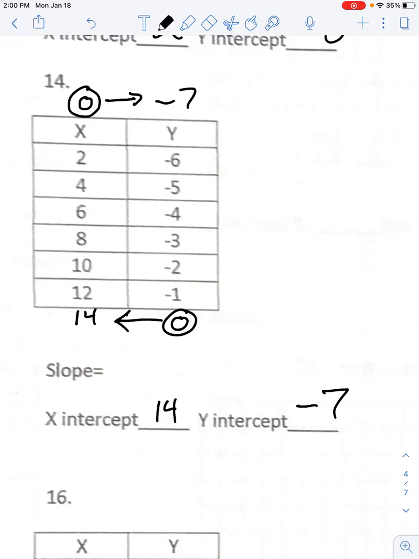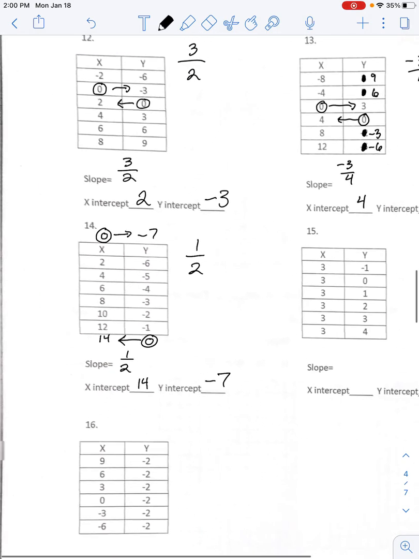Now what we need to do is find our slope. The change in y, negative 6 to negative 5 to negative 4, is going up every 1. And then in the x column, 2, 4, 6, 8, it's going up every 2. So my slope is 1/2.